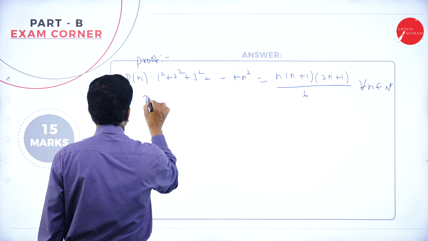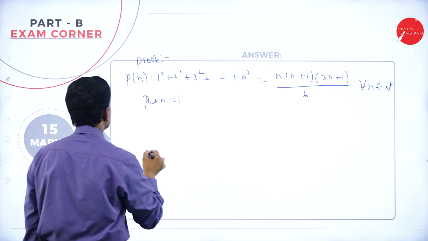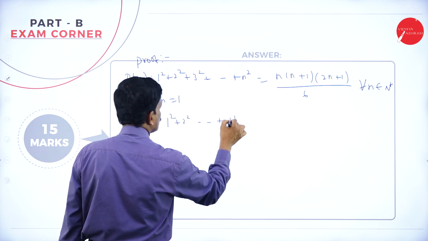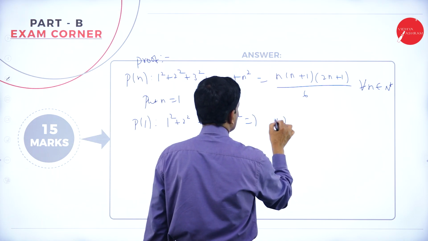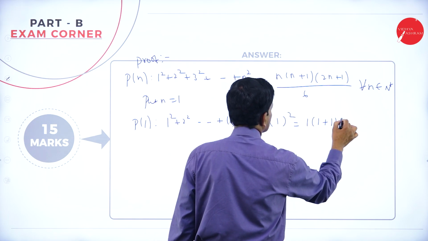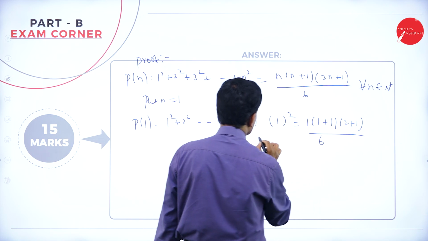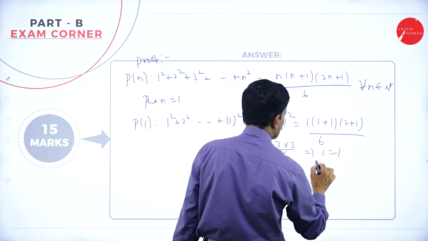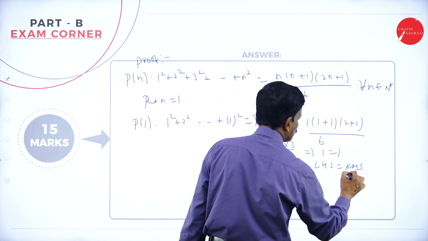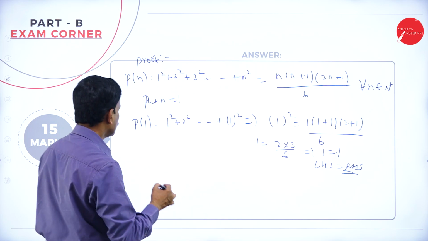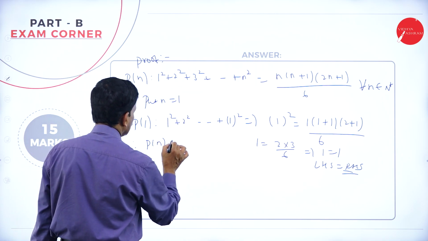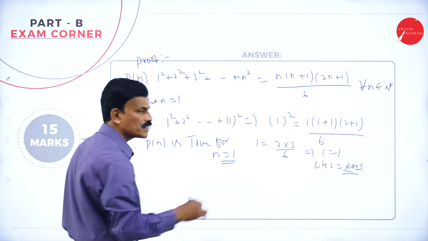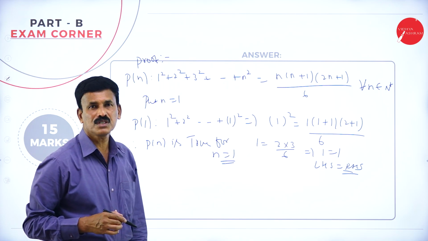Now, let us put n is equal to 1. If you put n is equal to 1, P of 1 is 1 square plus 2 square plus 3 square etc. plus 1 square. So, this implies 1 square is equal to 1 into (1 plus 1) into (2 plus 1) divided by 6. 1 is equal to 2 into 3 by 6. So, this implies 1 is equal to 1. LHS is equal to RHS. Therefore, the statement is true for n is equal to 1. Therefore, P of n is true for n is equal to 1. This is the first step.